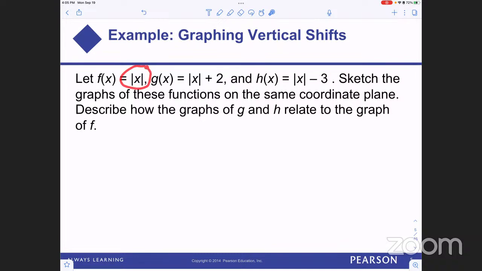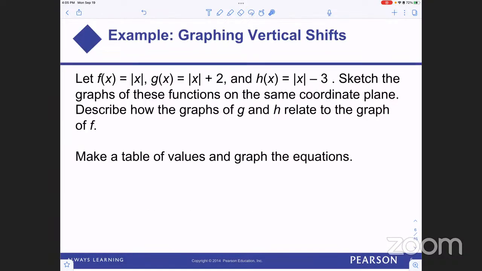Hopefully you have a sense of the generic shape for absolute value of x, right? Absolute value of x makes the shape of a V, where the vertex is at the origin. Then we're going to see what happens to that V when we add 2 on the outside of our basic function or subtract 3 on the outside. What we're going to do is make a table, choose several values for x, find the corresponding f, g, and h, and then plot these 3 functions on the same coordinate plane.